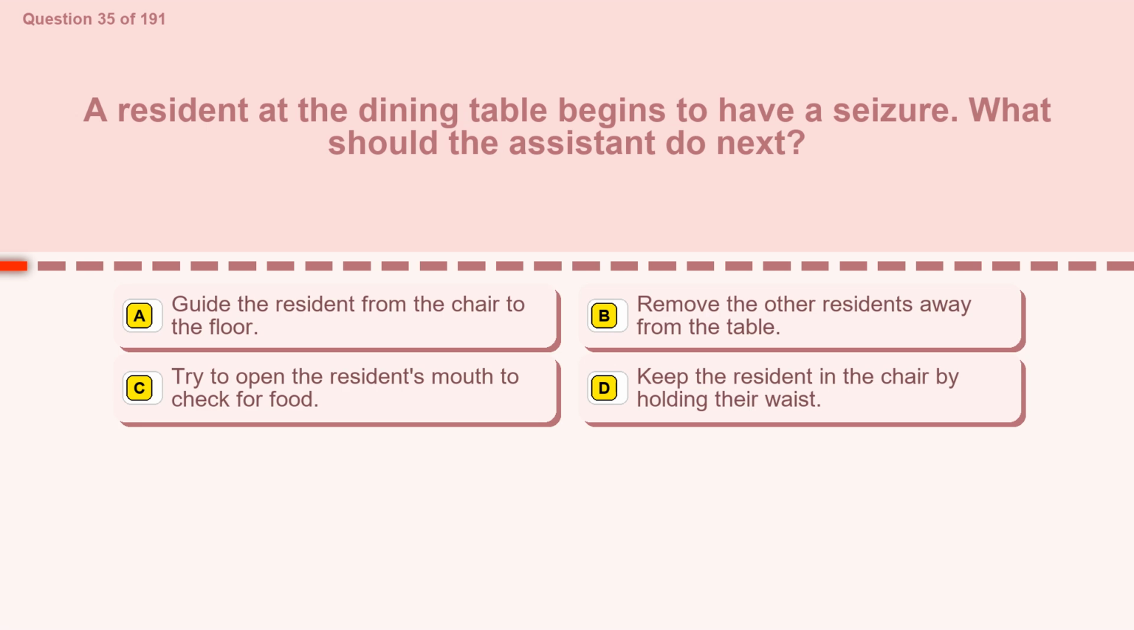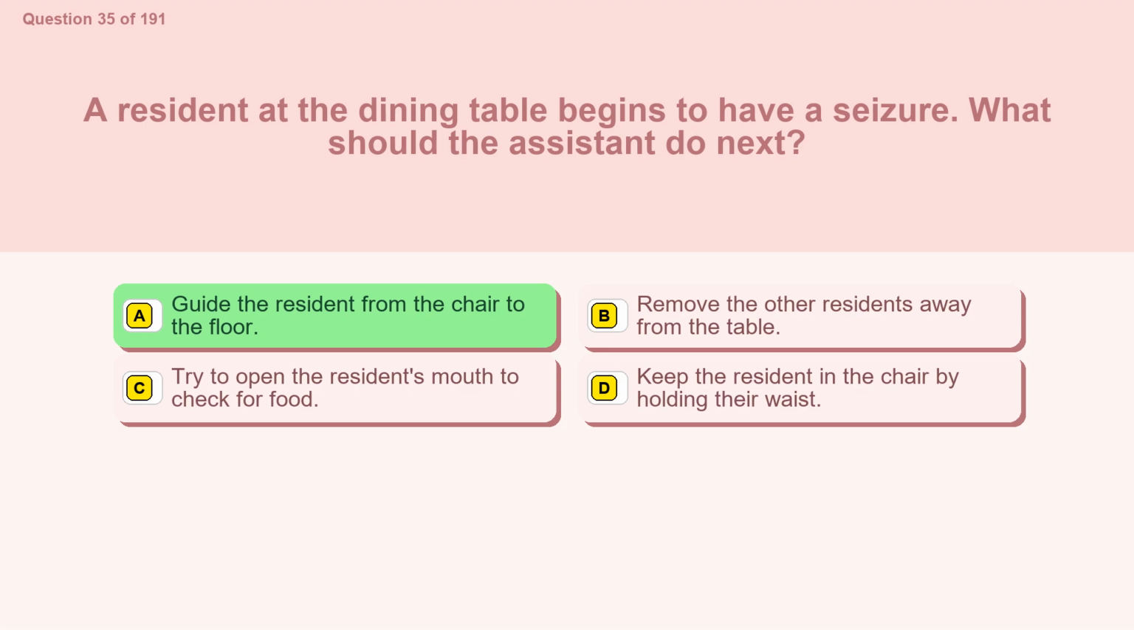Question 35. A resident at the dining table begins to have a seizure. What should the assistant do next? Option A. Guide the resident from the chair to the floor. Option B. Remove the other residents away from the table. Option C. Try to open the resident's mouth to check for food. Option D. Keep the resident in the chair by holding their waist.